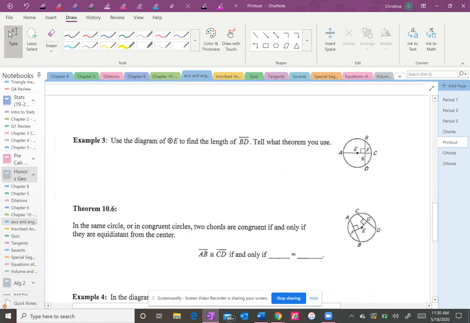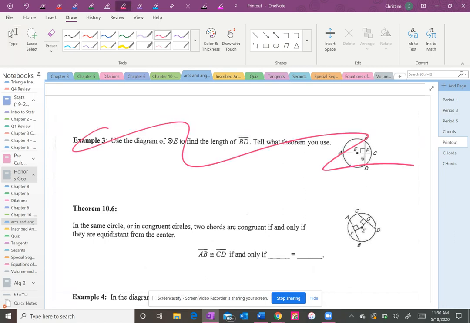So 2 times 5 root 3 is going to be 10 root 3. All right, moving on. It's the same question as before.